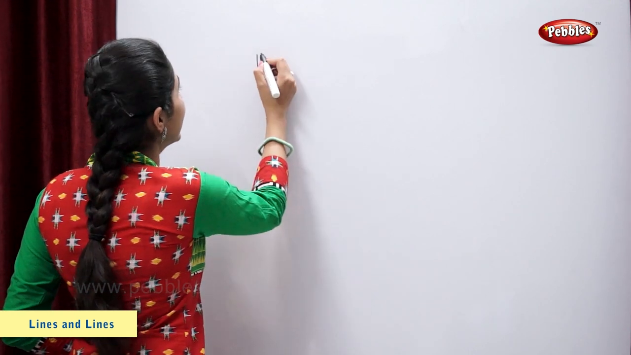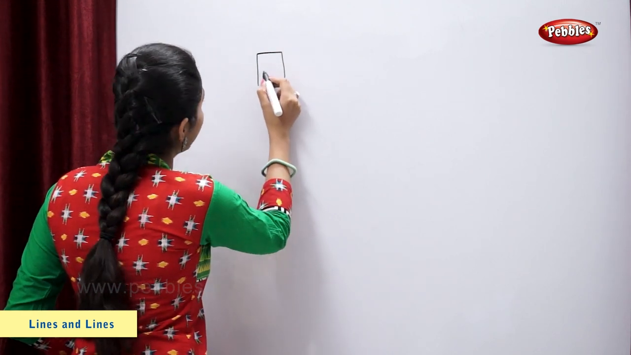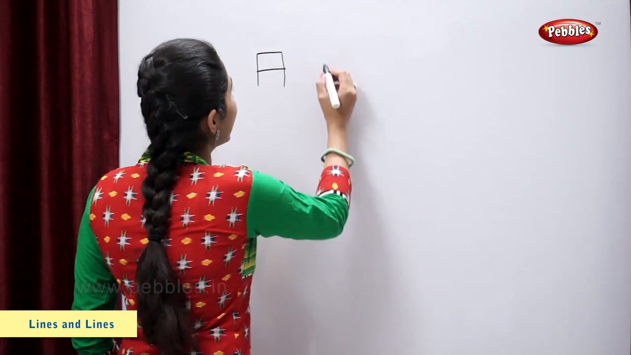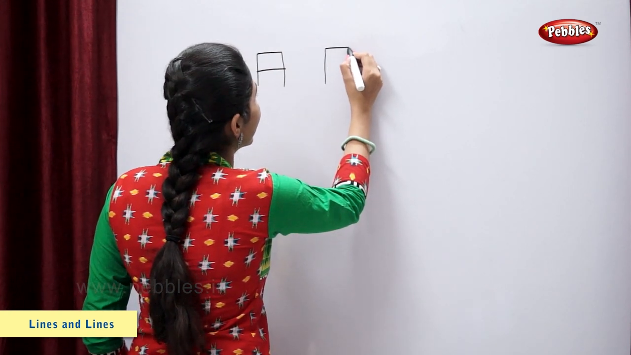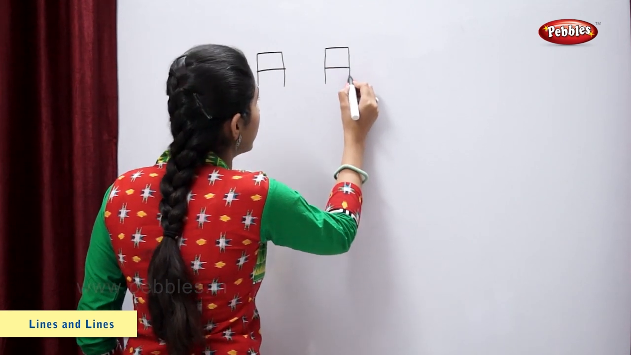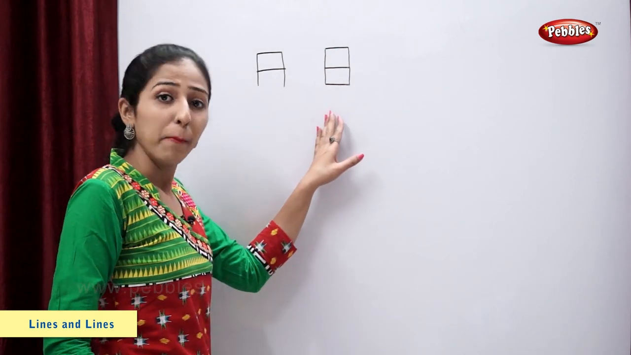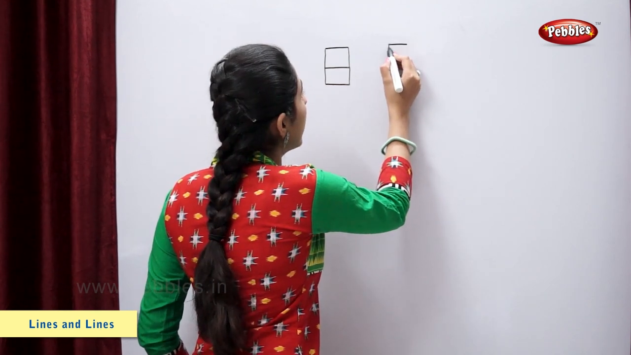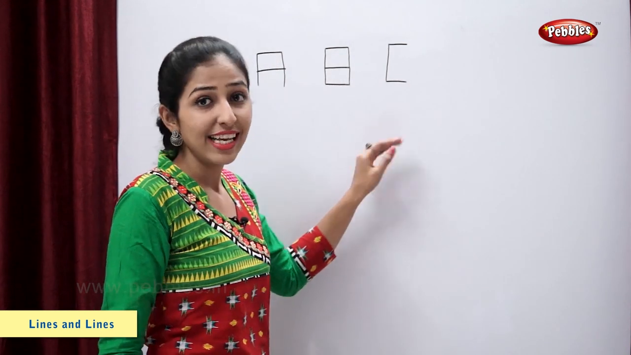A standing line, sleeping line, standing line, another sleeping line. Letter A. Standing line, sleeping line, standing line, sleeping line. One more standing line. Sleeping line. Letter B. Sleeping line. Standing line. One more sleeping line. Letter C.